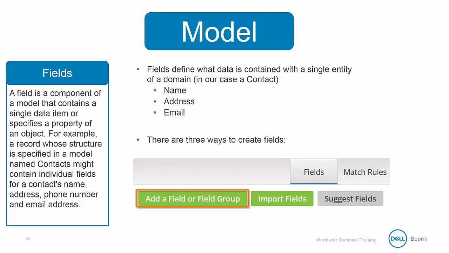You can manually create a field, and this works exactly like creating a field manually in an Atomsphere profile. You can import fields using a pre-created profile located in Atomsphere, and this is what we're going to actually do once we get to that exercise. And you can use the Suggest Fields button to harness the power of Boomi Suggest to give you a common list of fields for a given domain.